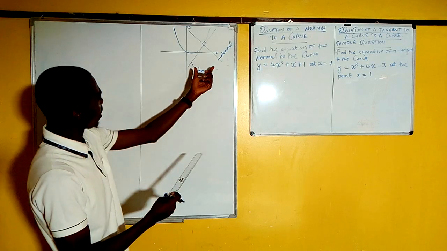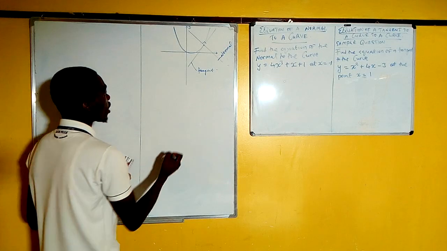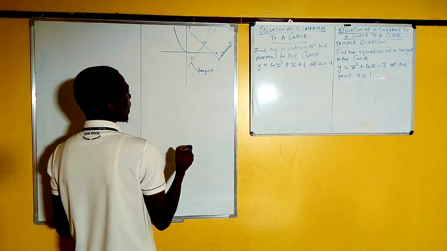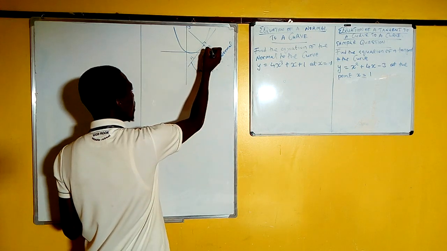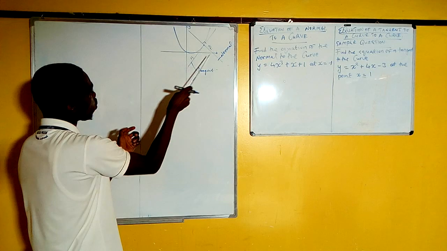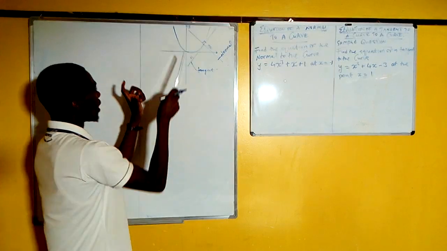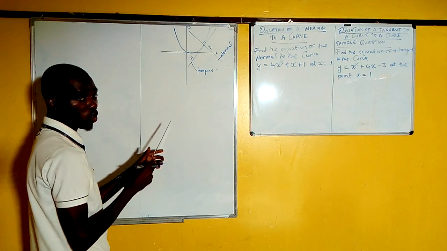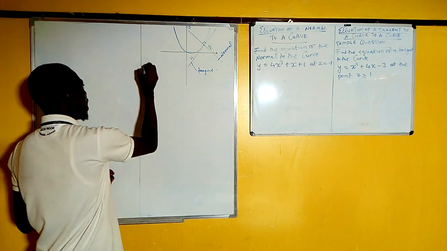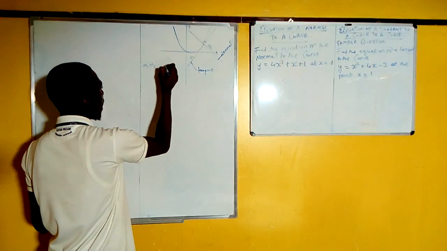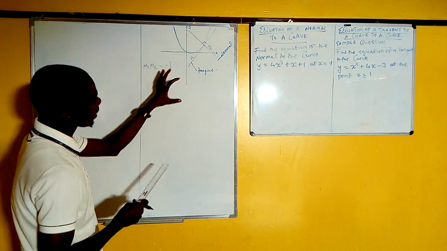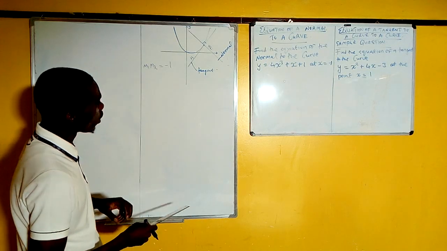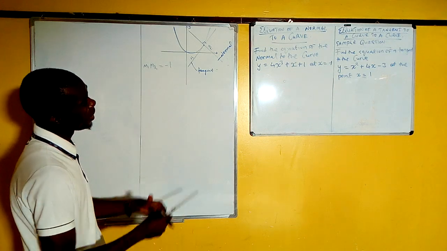Now, the relationship between these two is this: the gradient of the tangent will be called m1, and the gradient of the normal will be called m2. When you multiply the gradient of the tangent and the gradient of the normal, the product will be -1. So m1 multiplied by m2 equals -1. That is the relationship between the normal and the tangent. Having that knowledge, let's now see how we can find the equation of the tangent.